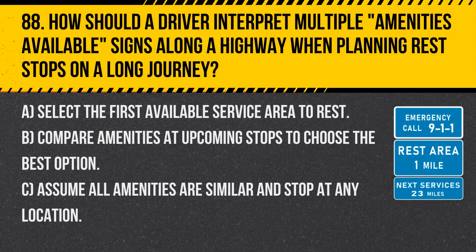Question 88. How should a driver interpret multiple amenities available signs along a highway when planning rest stops on a long journey? A. Select the first available service area to rest. B. Compare amenities at upcoming stops to choose the best option. C. Assume all amenities are similar and stop at any location.